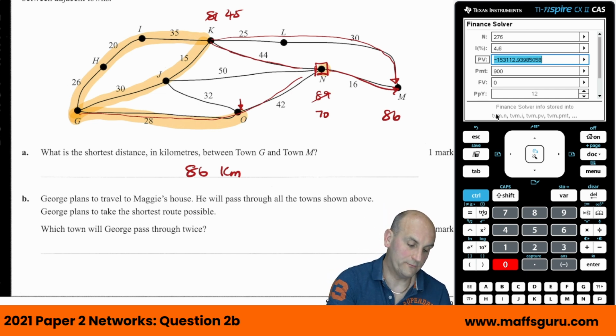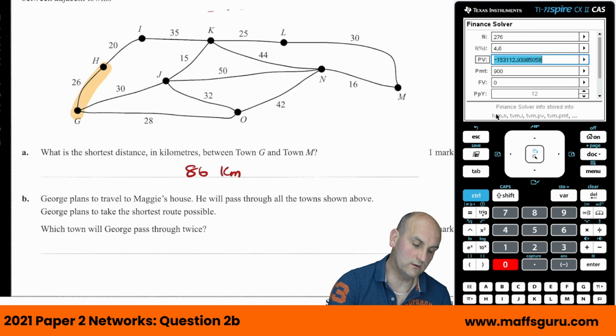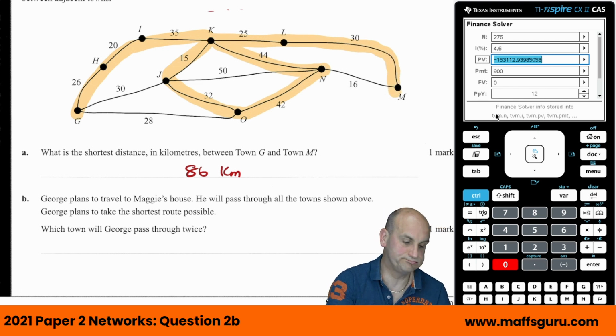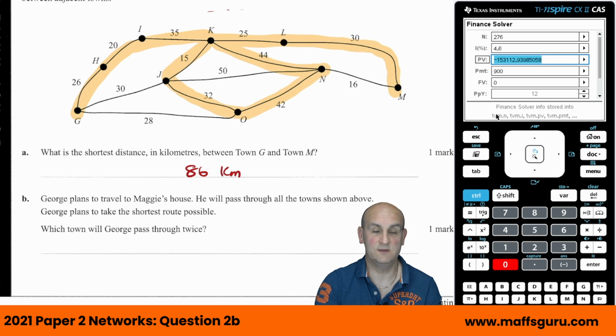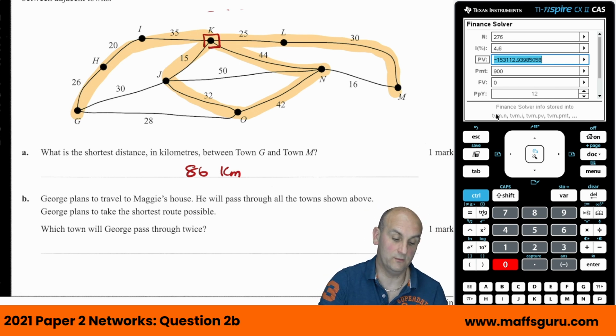Georgia plans to travel to Maggie's house. He will pass through all of the towns shown above. Okay, so I'm going to just delete all of this stuff here. And again, I just stumbled across this in an easier way. Because I basically went, well, he's got to go to here, and then down here, and around to there, and up to there, and then back, and down, and around. And to me, that just seemed reasonably obvious. And I'm so sorry if it's not. You may have bounced around a little bit, but it would appear the town that he's going to pass through twice is actually going to be town K.